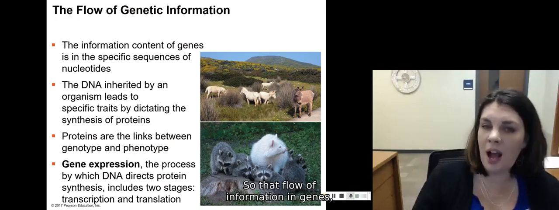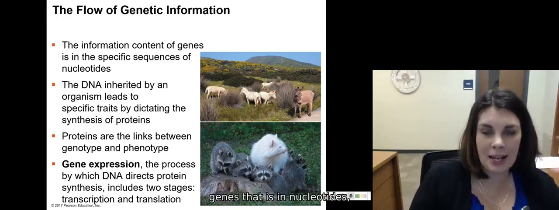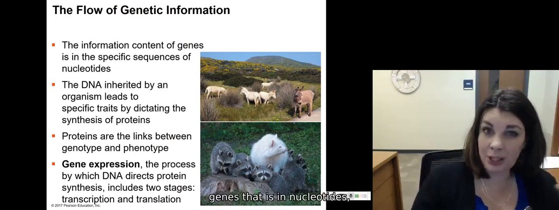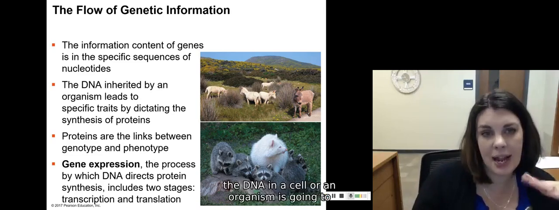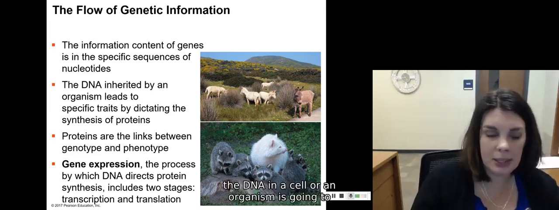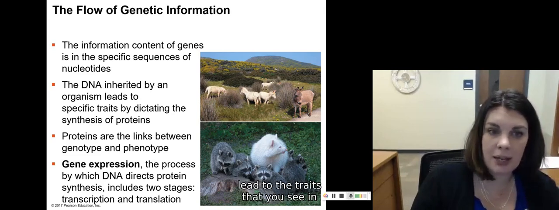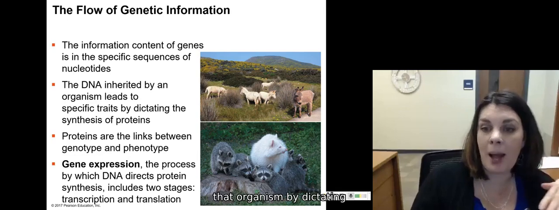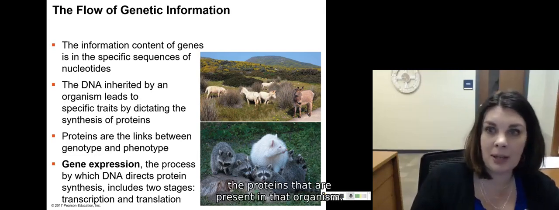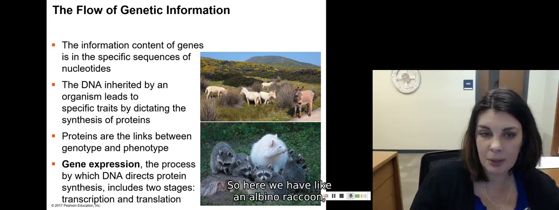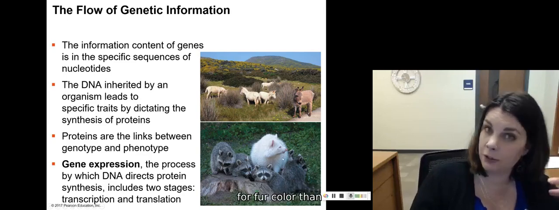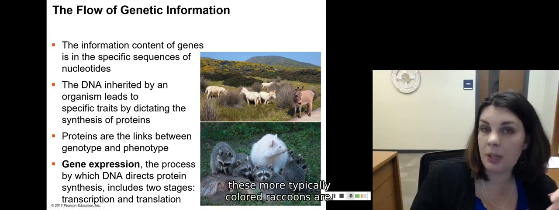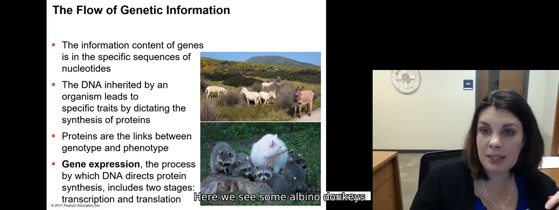So the flow of information in genes is in nucleotides, right? DNA is those 4 nucleotide bases. And the DNA in a cell or in an organism is going to lead to the traits that you see in that organism by dictating the proteins that are present in that organism. So here we have an albino raccoon. That albino raccoon is making different proteins for fur color than these more typically colored raccoons are.